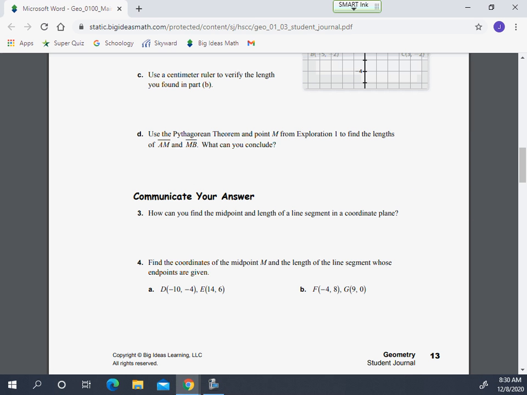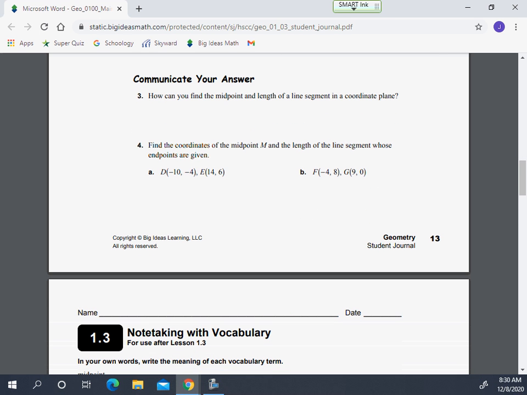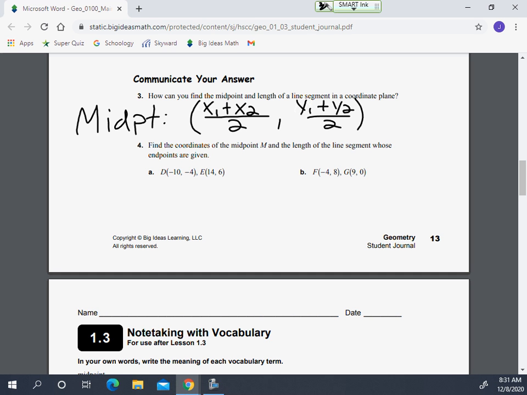How can you find the midpoint and length of a line segment in a coordinate plane? Well, we can find the midpoint by using this formula. Here's your formula for midpoint. Midpoint is x1 plus x2 divided by 2, comma, this is a coordinate, right? So that just found our x coordinate. Then our y's, y1 plus y2 divided by 2, and there's our y coordinates. Okay, and the length, we can use the Pythagorean theorem.